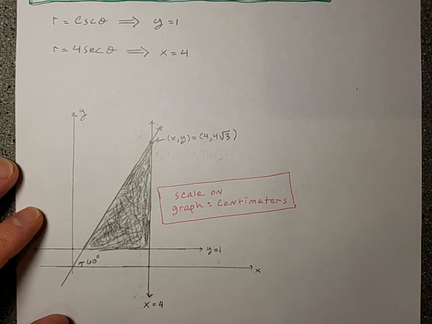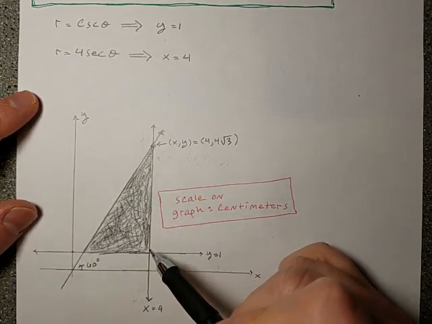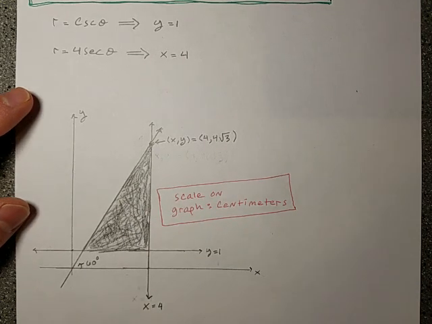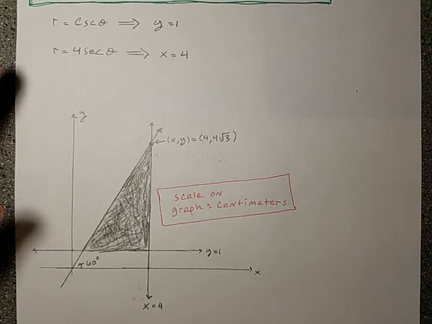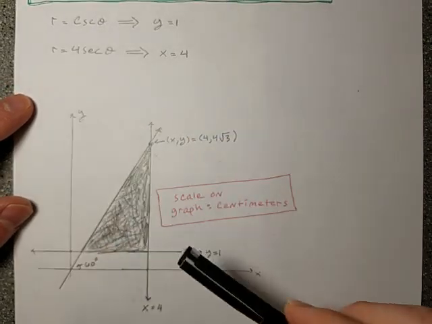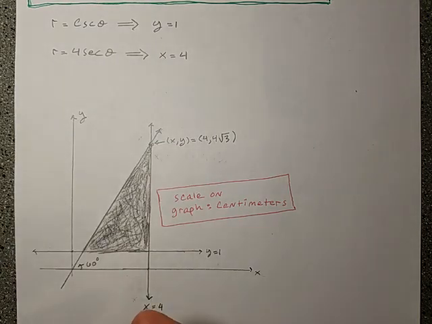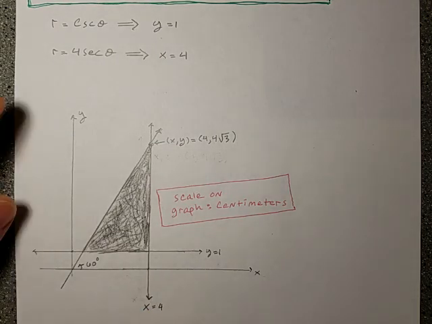Okay, now I want to find the area of this triangle. That's what the question amounts to. It says, can you find the area contained between x is 4, y is 1, and theta is 60 degrees. It's the triangle that you see.